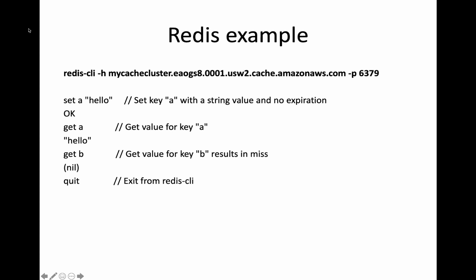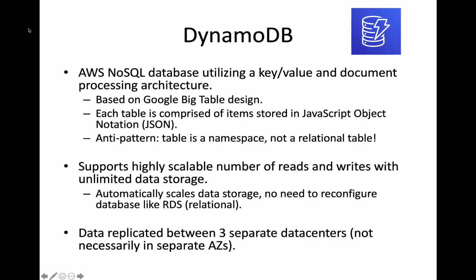And because it's key value, we're using a hash-based access algorithm, so it's going to be unbelievably fast in terms of the information retrieval rate. So that's an example of Redis.